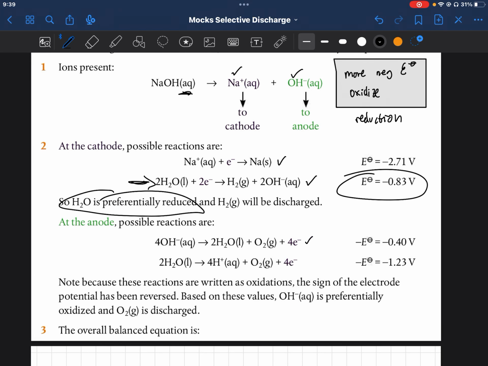At the anode, I have these two options, but notice these are, of course, written as oxidation because I'm at the anode. And so my rule, well, actually the opposite would apply when I have an oxidation reaction. So the more positive the standard electrode potential, the more likely to oxidize when I'm looking at an oxidation reaction like I am here. So this reaction with OH minus is more positive, less negative, more positive, same thing. And so this is the thing that actually happens. These are the products that I would make.